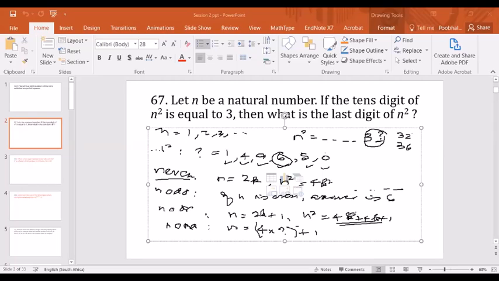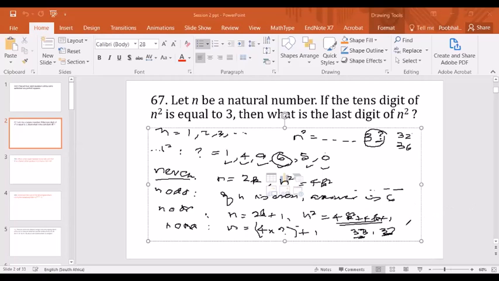Right? So when n is odd, it's 1 more than a multiple of 4, and we already saw the multiples of 4 here with the tens digit equal to 3 are these. So in this case, 1 more than the multiple of 4 are 33 and 37. So in this case, n squared will end in 33 or 37.